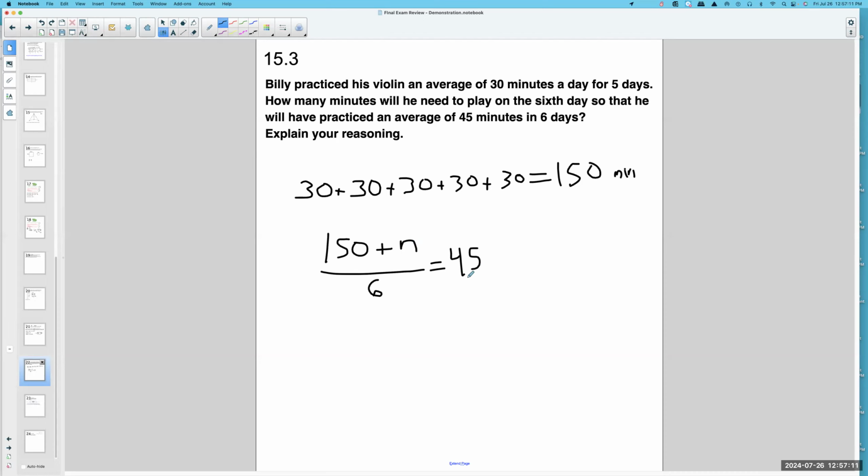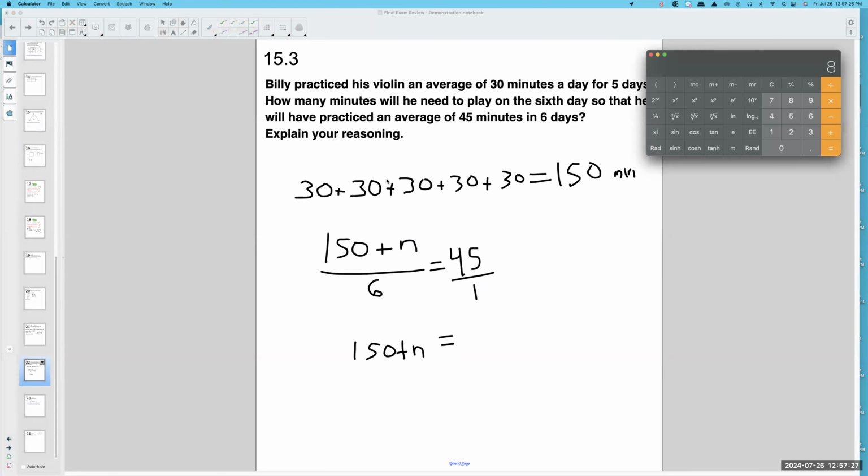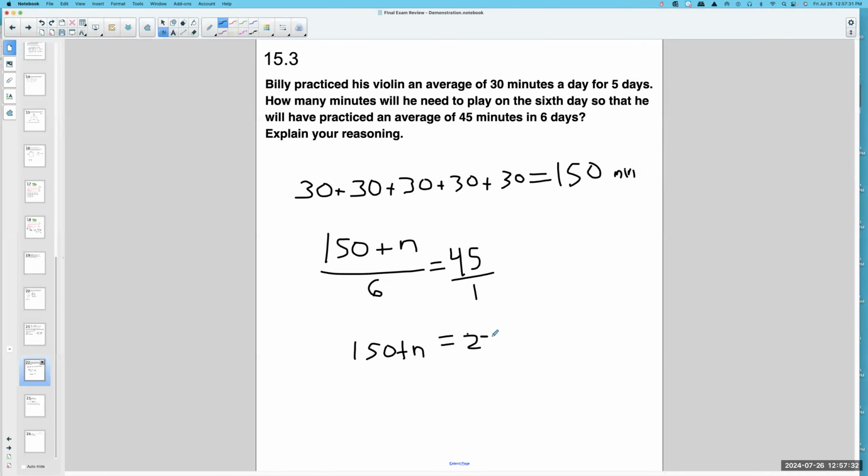Okay. How many minutes do I need to practice here that when I divide by 6, I get 45? So this is where I do some cross multiplying and dividing. Okay, so 150 plus n times 1 is still 150 plus n. 6 times 45, ooh, is that 270? Let me see. 6 times 45, 270. Okay, 270. Now I just subtract 150 from both sides and I get n equals, subtract my 150. Was that 120 minutes?